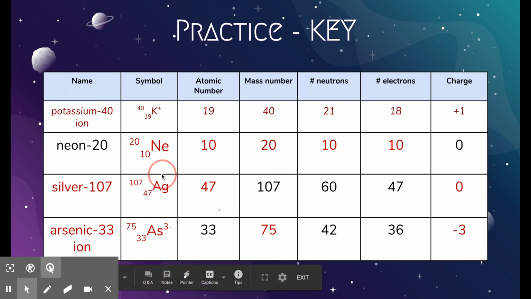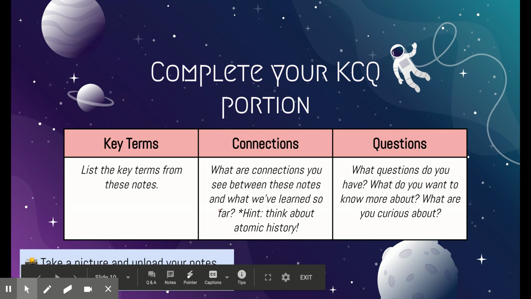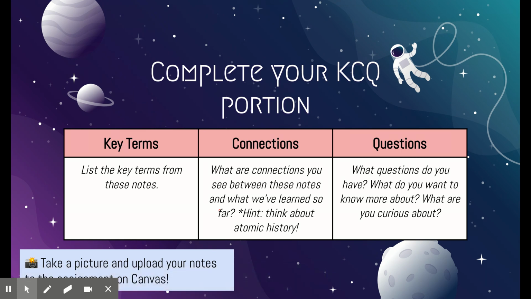Okay? So last thing you're going to do is at the bottom of your notes, you're going to make these 3 boxes for key terms, connections, and questions. The key terms box, you're going to list all the key terms from these notes. From the connections box, you're going to write how do you see this information connecting to what we've already learned so far in class? So think maybe back to atomic history. What did we learn about the history of the atom, and how might that connect to what you took notes on today? And then the last box are what questions do you still have? What do you want to know more about? What are you curious about? You're going to take a picture and upload your notes on the assignment on Canvas.